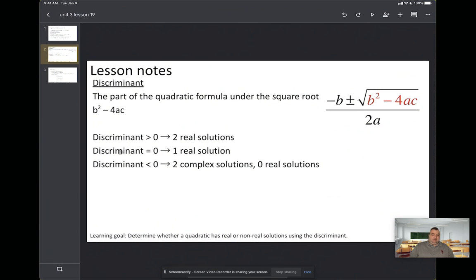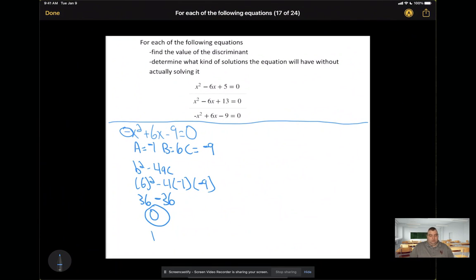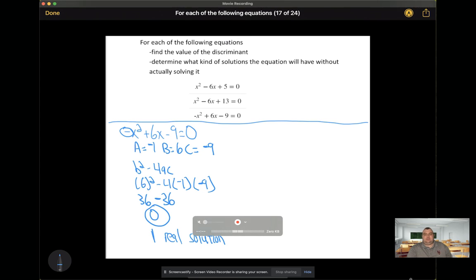All right, that tells me that this equation is going to have one solution that's a real number. So one real solution. Okay? And that is it for lesson 19.